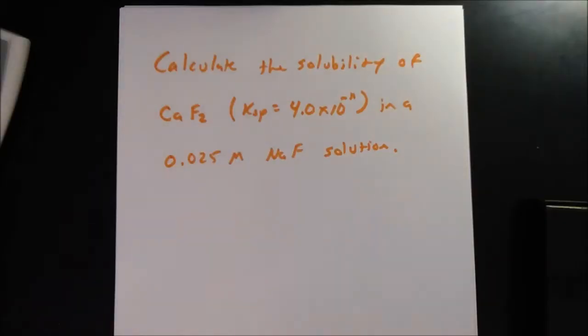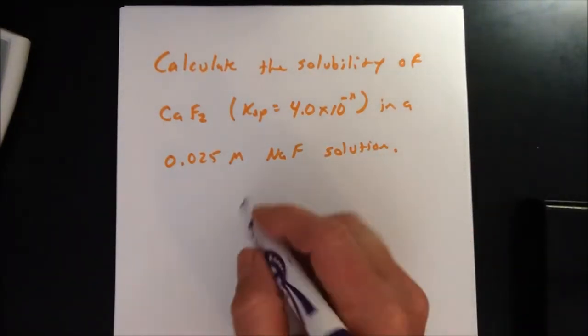Calculate the solubility of CaF2 if the Ksp is 4.0 times 10 to the negative 11 in a solution of 0.025 molar sodium fluoride. So this is a little bit different problem. Here we've actually got a fluoride ion concentration. So there's a presence of fluoride ion here in the beginning.